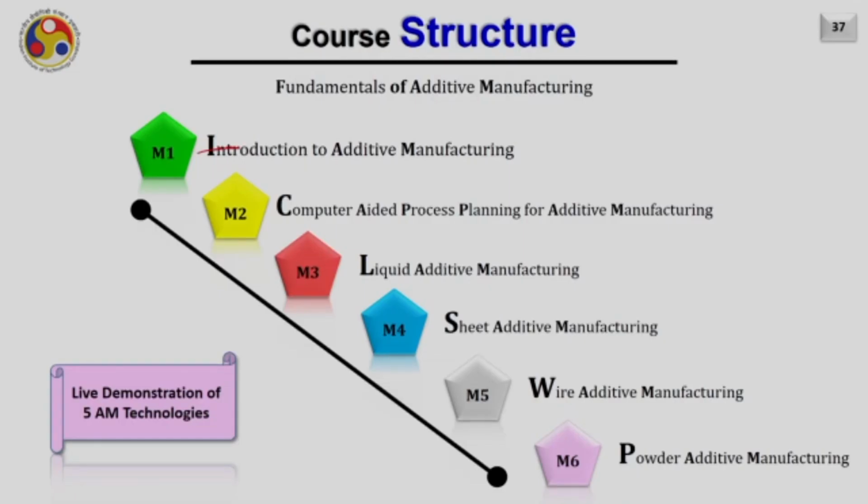Now, with this we have already completed the introduction to additive manufacturing. In the next module, we shall move to the discussion of computer aided process planning for additive manufacturing, and then we shall discuss the four classifications which we just gave to additive manufacturing. Those are liquid based additive manufacturing, sheet based additive manufacturing, wire based additive manufacturing and powder based additive manufacturing.